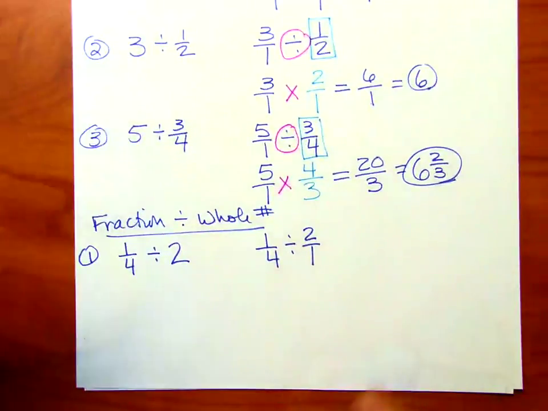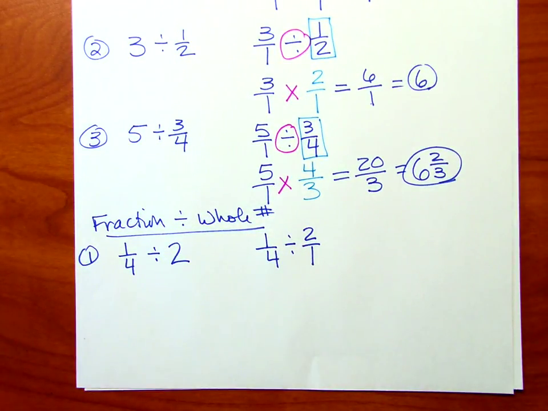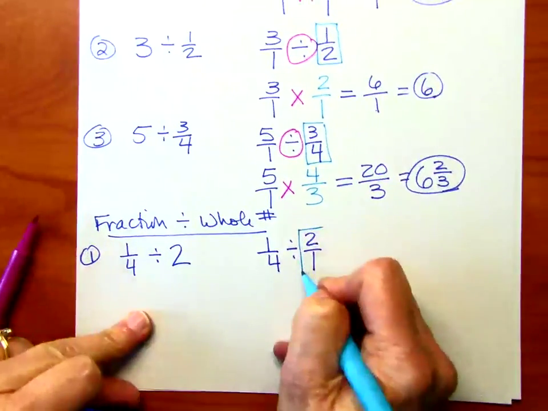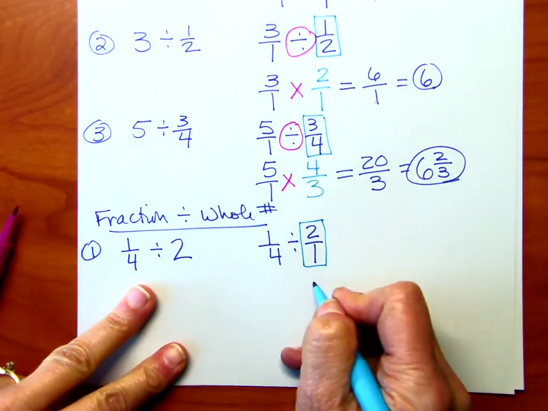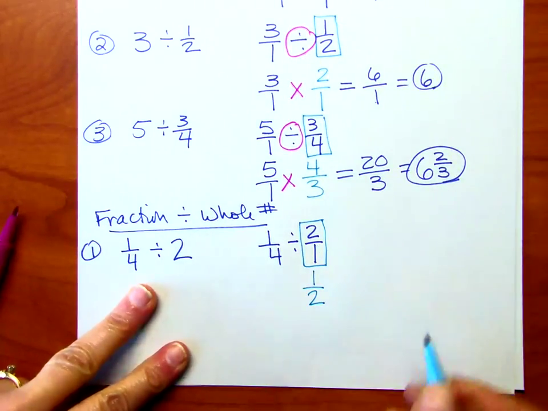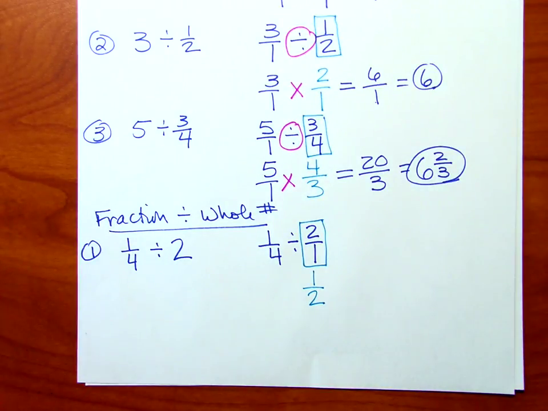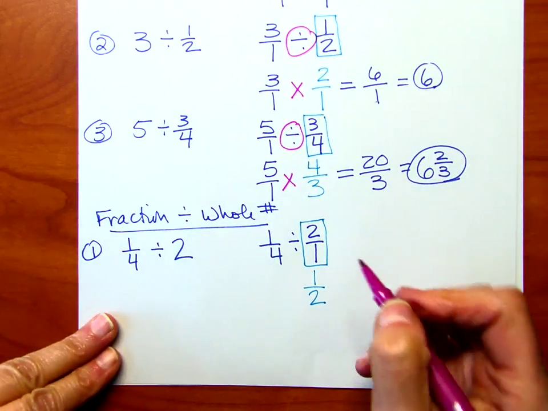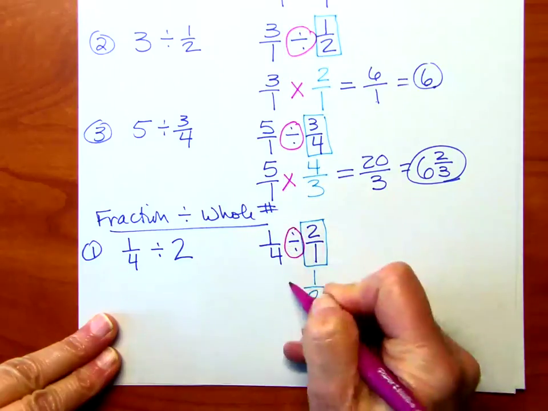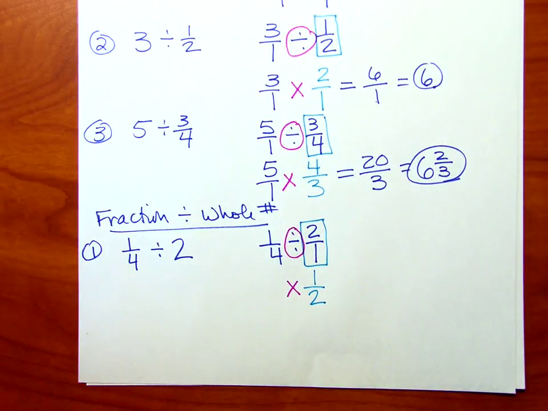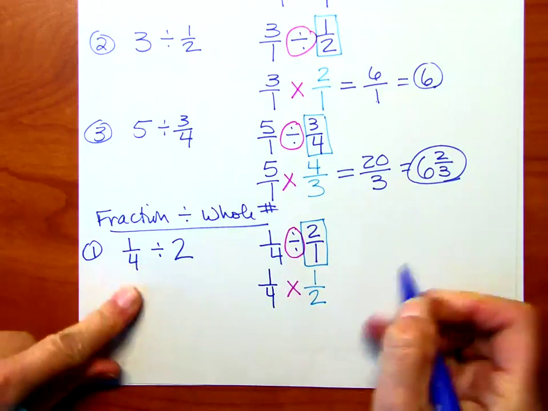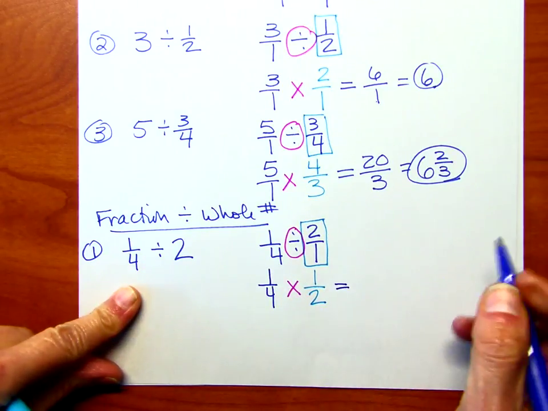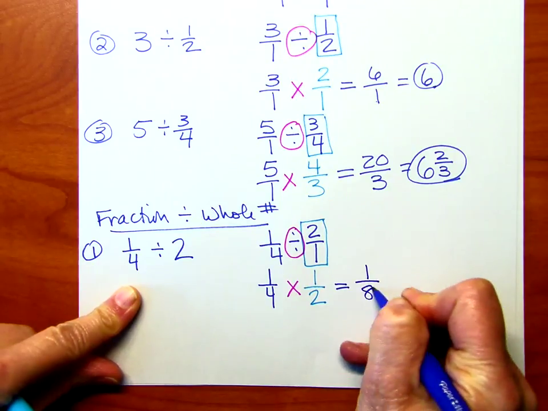Okay? Now, just as before, we want to take that second fraction and flip it, or take the reciprocal. That's going to make this fraction look like this. So instead of 2/1, we now have 1/2. We also want to change the sign and bring down that first fraction. So 1/4 times 1/2. We can't reduce, so we just multiply straight across.